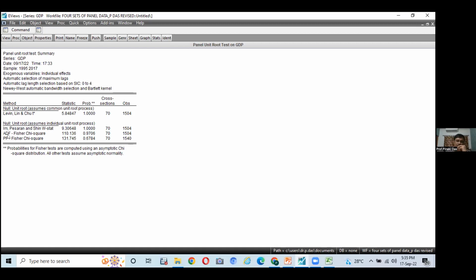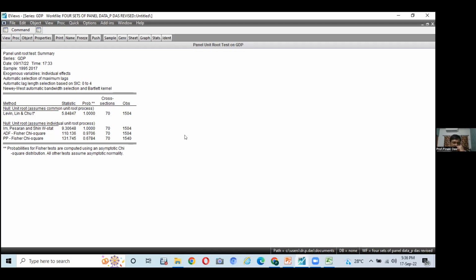But in case of the augmented Dickey-Fuller test, Fisher ADF, is it statistically significant or not? No. Why? Because the level of probability is 0.97. When we turn it into a percentage, it is 97%. Our maximum threshold value is 5%. Therefore, all 4 tests are statistically insignificant.